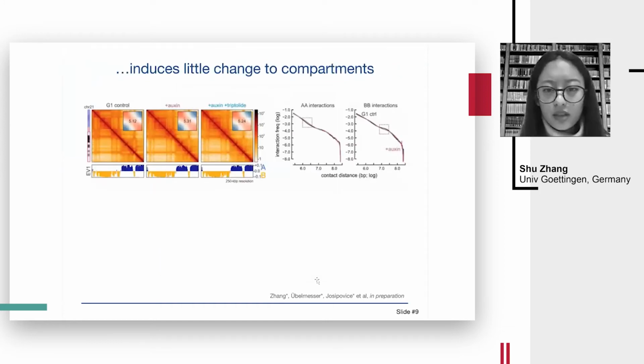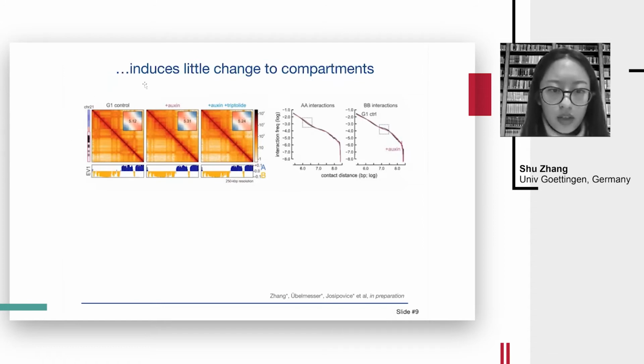After that, we performed Hi-C. We treated cells with auxin for 14 hours, or added auxin plus triptolide, an inhibitor of RNA polymerase II. We just wanted to remove RNA polymerase II from chromatin as much as we could. Then finally, we FACS sorted the cells to make sure we only took G1 cells to perform Hi-C.